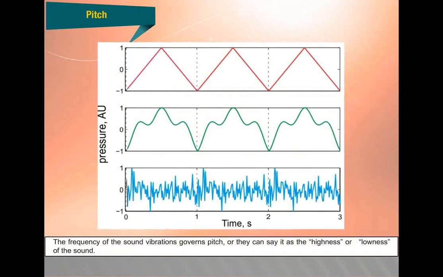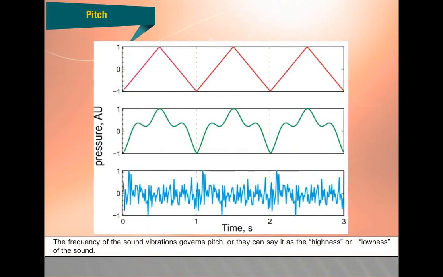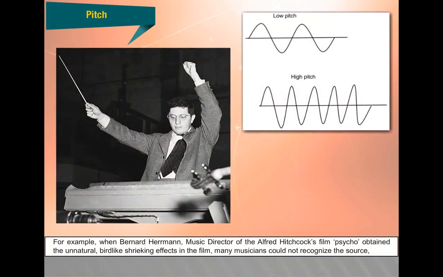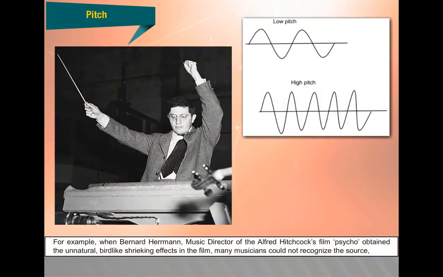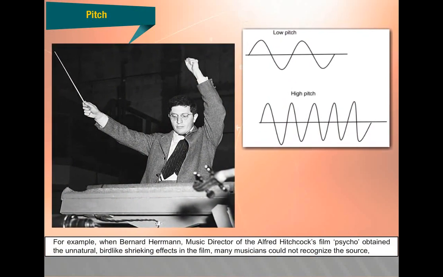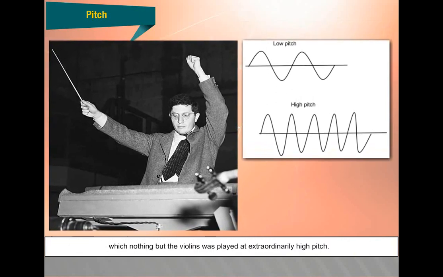Pitch. The frequency of the sound vibrations governs pitch, or they can say it as the highness or lowness of the sound. Pitch gives the difference between a male voice and a female voice. It helps distinguish music from other sounds in the film. For example, when Bernard Herrmann, music director of Alfred Hitchcock's film Psycho, obtained the unnatural bird-like shrieking effects in the film, many musicians could not recognize the source, which was nothing but the violins played at extraordinarily high pitch.